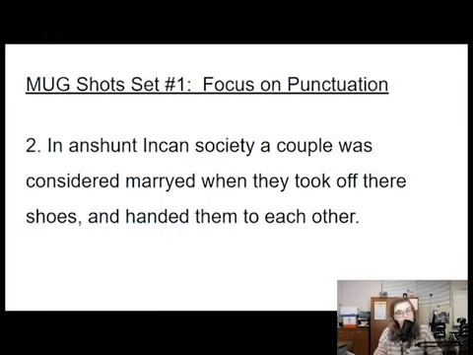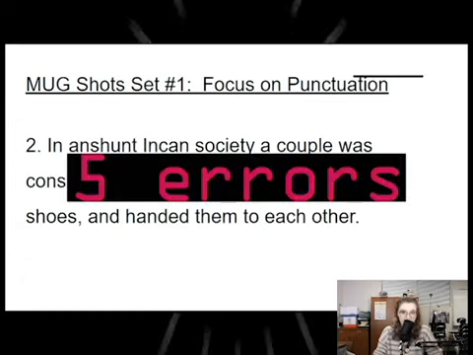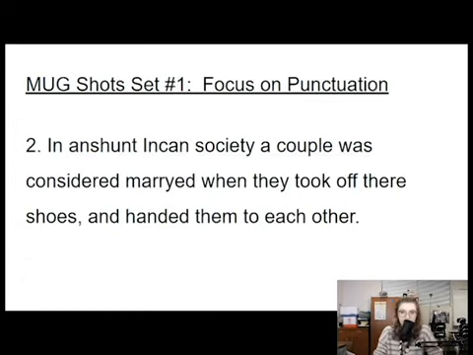Also keep in mind that you want to look for spelling errors, capitalization errors, but you don't want to change the wording of the sentence. So in this sentence, there are 5 mistakes. So go ahead, write the sentence down in your notebook, try to make all 5 corrections, and your teacher will go over the corrections with you tomorrow.